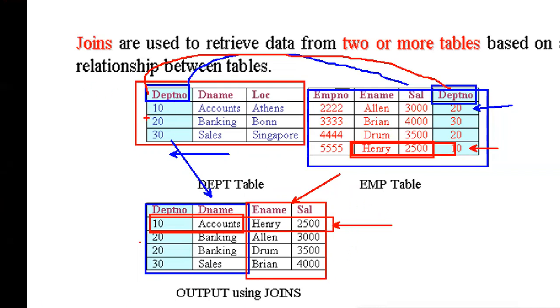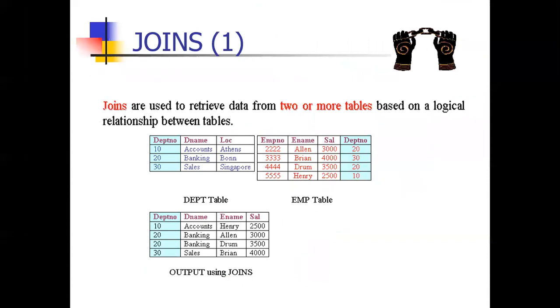Now, when I say department 20, banking, we have two employees here. Alan is working for department 20, earning 3,000, and Drum is also working for department 20, earning 3,500. So in the banking department we have Alan and Drum, earning 3,000 and 3,500 respectively. We can understand clearly that we are linking between this particular common column and then extracting the data. Fine. Now let us see how we do this with our sample data.